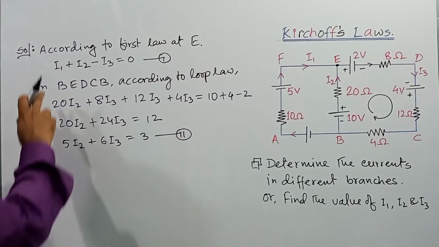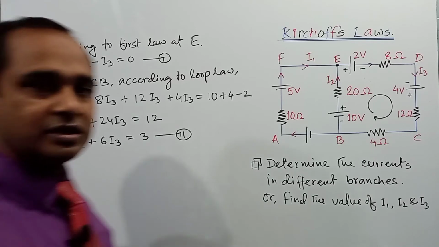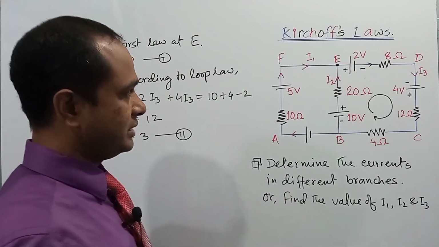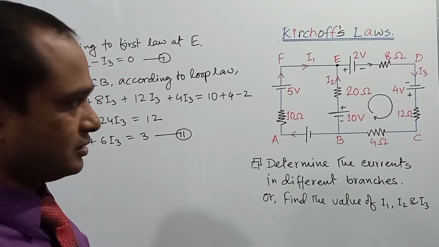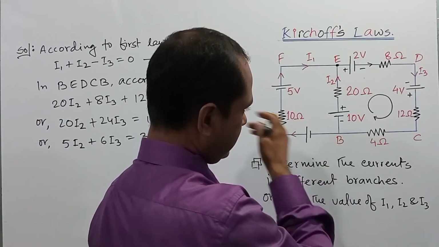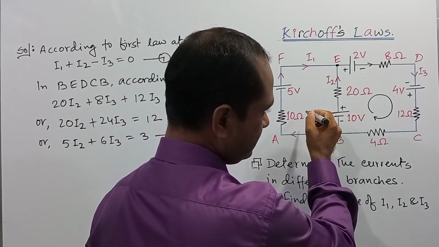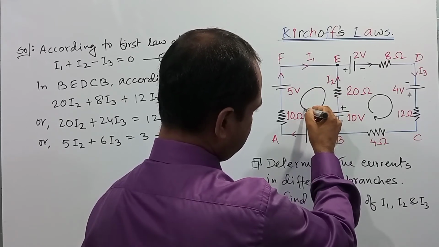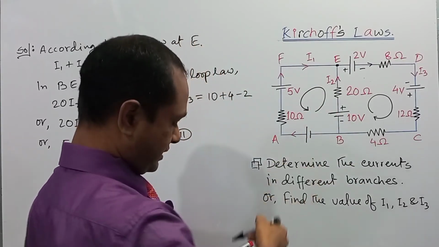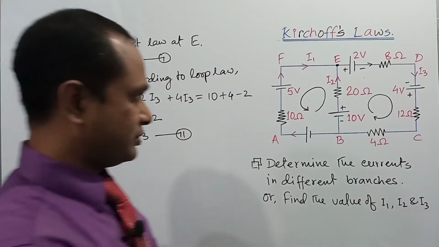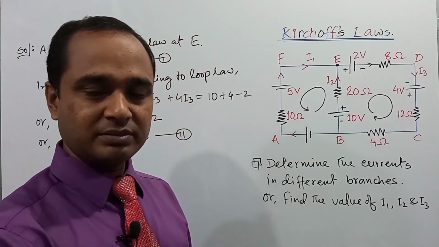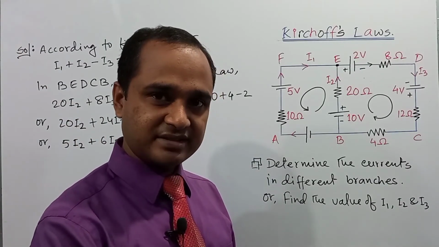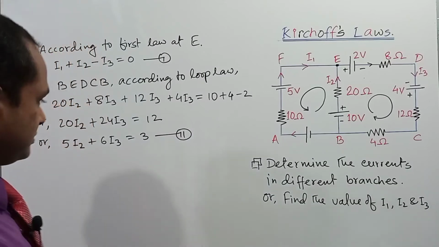So we have got only two equations. We need one more equation to solve this problem, right? So now we will apply the loop law or second law in this other loop. For our convenience, we take the direction in this loop as anti-clockwise. So the currents in the loop that are anti-clockwise will be taken as positive, and the currents that are clockwise will be taken as negative, right?